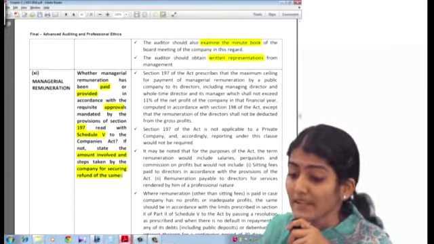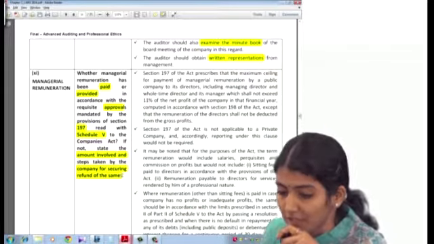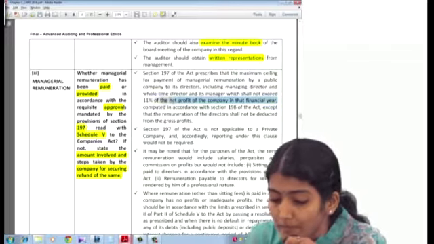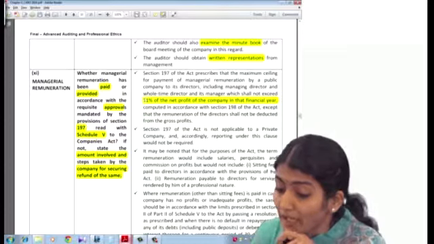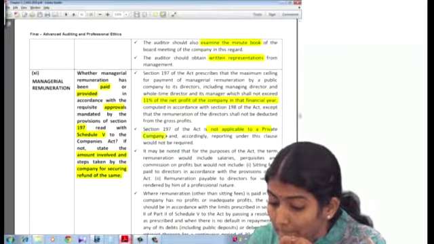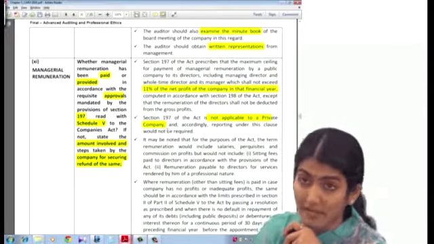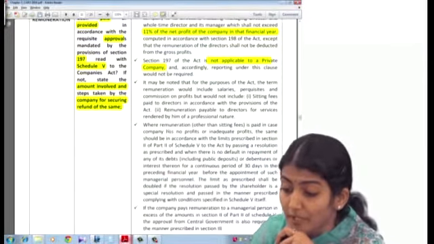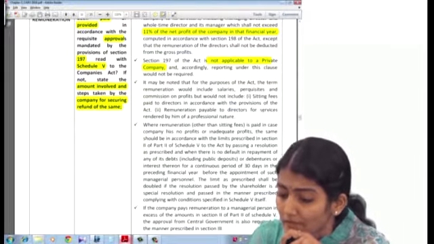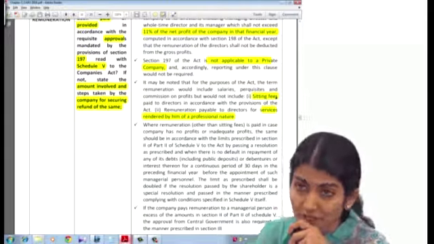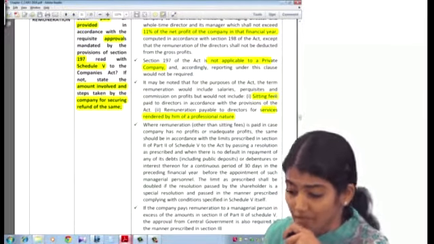Right, so section 197 of the Act prescribes that the maximum limit of payment of managerial remuneration shall not exceed 11% of the net profit of the company in that financial year. This is not applicable to a private company, and hence reporting under this clause will not be required. Then managerial remuneration will not include sitting fees, or remuneration payable for services rendered of a professional nature. So that will not come under managerial remuneration.